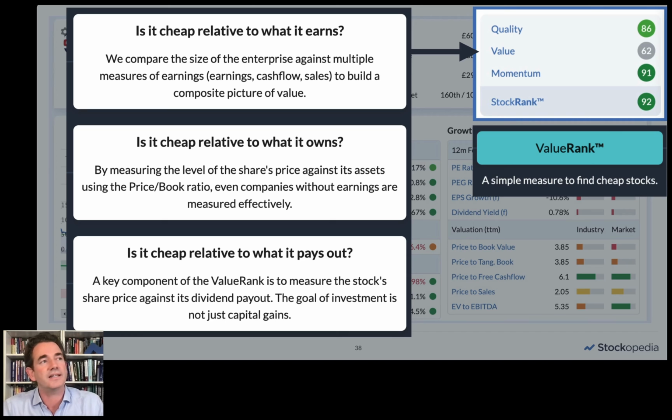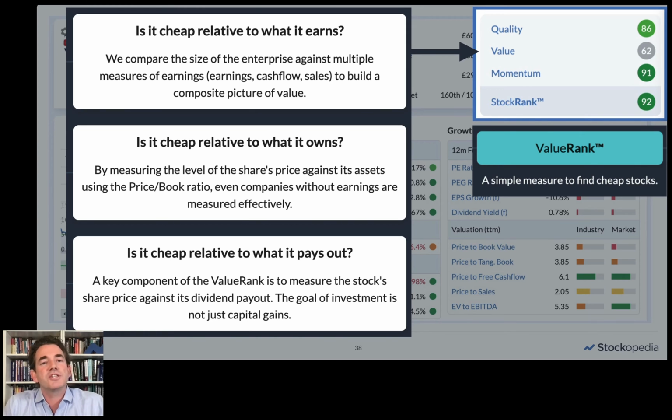So in this bear market, the number one thing has been that expensive stocks have been absolutely hurt. In a higher interest rate environment, you get this valuation compression, and really expensive shares get their price earnings multiples crushed. So the value rank is a really simple way to understand the cheapness of a stock. 100 is cheapest, 0 is most expensive.